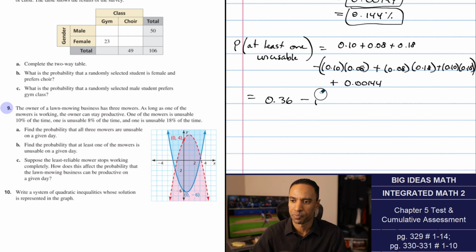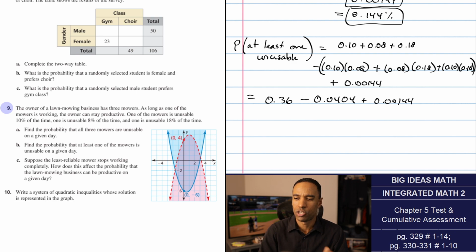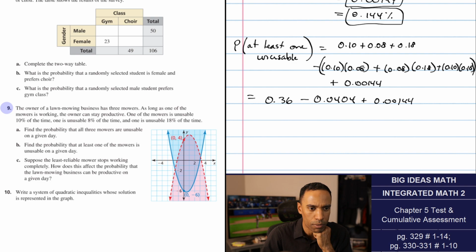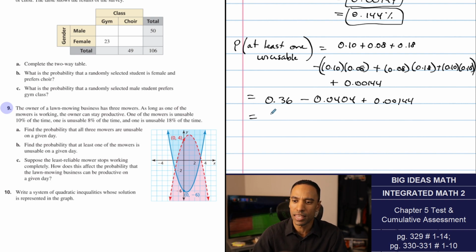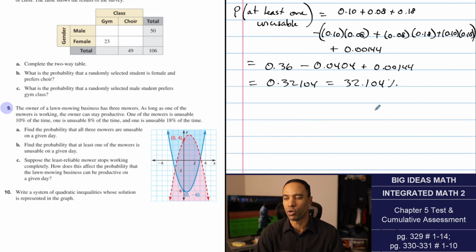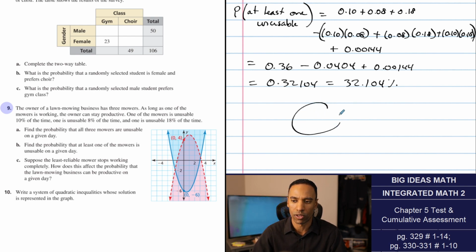I don't really need parentheses. Minus 0.0404. And then plus 0.00144. So if I do all three of those, let's do 0.36 minus 0.0404 plus 0.00144. And I'm getting 0.32104. So I think that's how that one works, 0.32104, which is 32.104%. So what I did here, once again, was this wasn't just two overlapping circles.